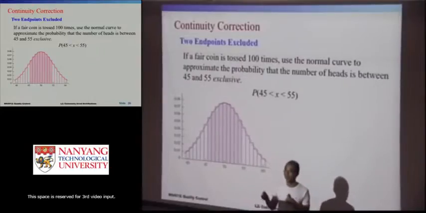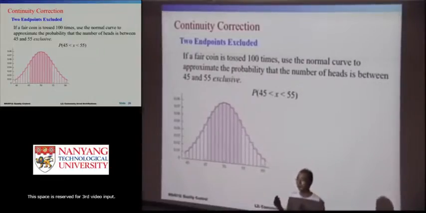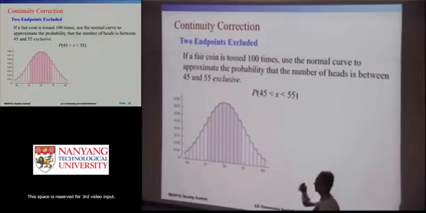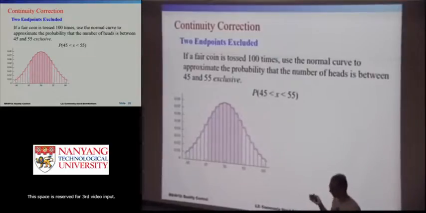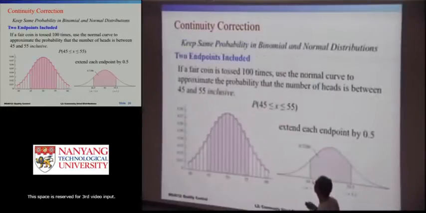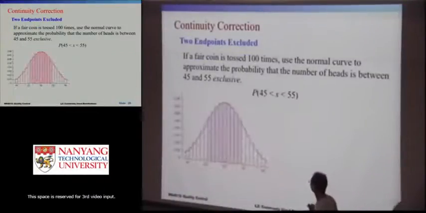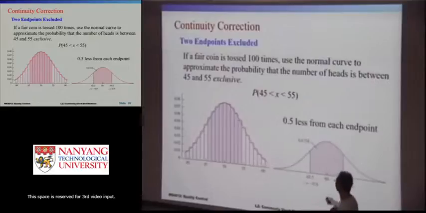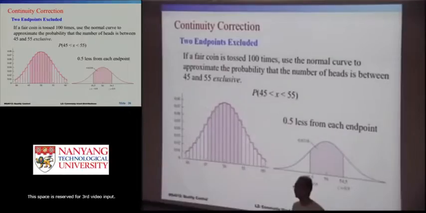For the continuity corrections, you don't need to memorize any rules about extending or retracting half a grid. They're very tedious. Basically, you just draw it and keep it in mind. You need to get the same probability in the binomial and normal, then you can get the integration lower boundary and upper boundary easily. Okay? Any questions?